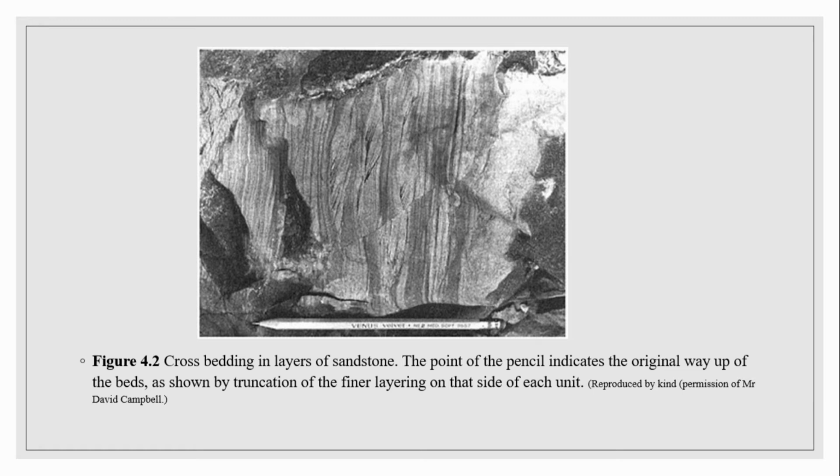This is an example of cross-bedding rock structure. Cross-bedding in layers of sandstone. The point of the pencil indicates the original way up of the beds, as shown by truncation of the finer layering on the side of each unit.